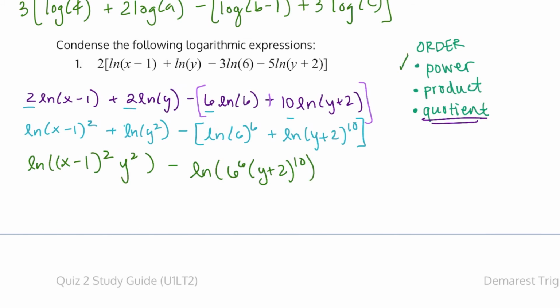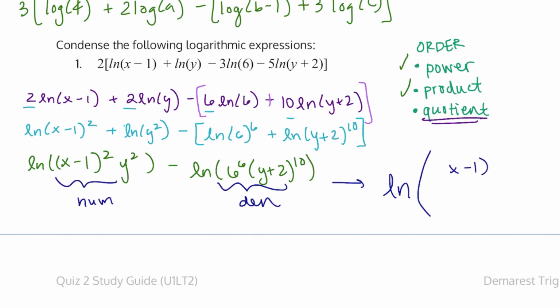Okay. We've done the power rule, we've done the product rule. Last but not least, we need to do the quotient rule. Whenever you get to the quotient rule, you should always just have two things left, right? Because we've said the first one's going to become our numerator, and the second one, when we condense, is going to become our denominator. So we'll do just that. We'll have a big natural log. It's going to be a gross looking fraction, but we'll have x minus 1 squared times y squared over 6 to the 6th, which you can simplify if you want, but you don't have to, times y plus 2 to the 10th. And then this one is fully condensed.